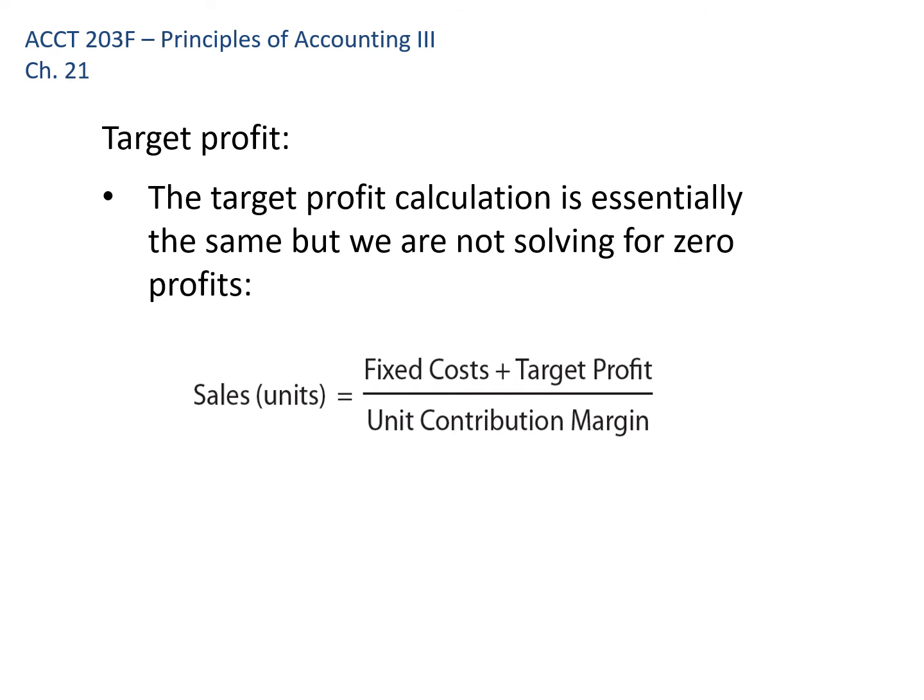Another thing to look at is target profit. Most companies don't have a goal of breaking even. They have a goal of making money. And this is really just an extension of the break-even formula. If you think of break-even as saying I want to cover my fixed cost plus zero profit at all, then this is just a slight modification of that. So I'm going to say fixed cost plus whatever it is I want to make, divided by my unit contribution margin, will tell me how many units I need to sell to have that amount of profit.